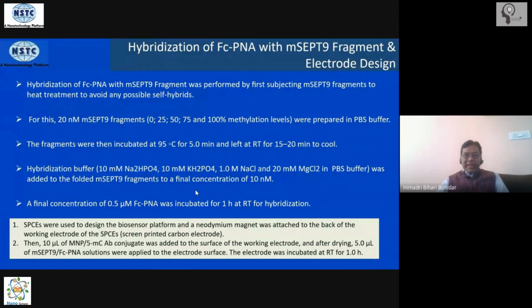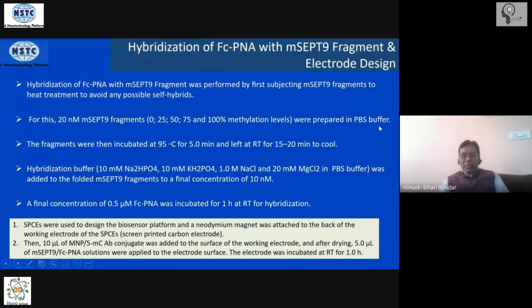And how to design the electrode from there. The hybridization of PNA with the biomarker is done in a very simple step. First, the biomarker is prepared with different methylation indexes. You remember, this biomarker is basically a DNA strand or DNA chunk with a different degree of methylation. So methylation is changed from 0 to about 100%, and you have different segments of that.